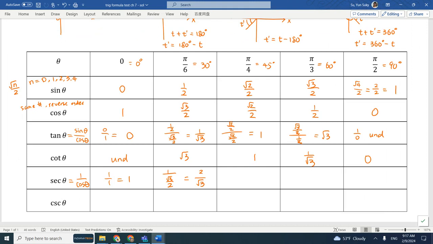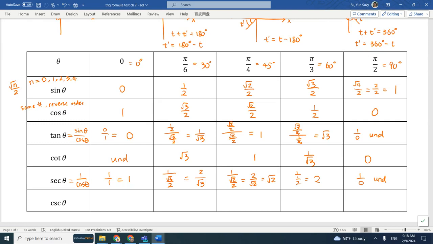Okay, next. Yes, 1 over root 2 over 2 is 2 over root 2, which is root 2. Okay, everybody? Yes, 1 over 1/2 is 2. Second row, right? 1 over 0. What is that? 1 over 0 is undefined. We cannot have 0 in the denominator. Okay, everybody?